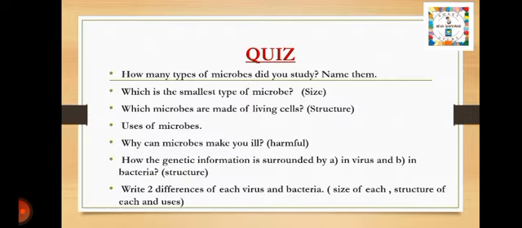Now the last question from this chart can be, write two differences of each, virus and bacteria. As discussed, one parameter can be the size. You can compare the size of both and write it down. Second can be the structure of each, that it is a genetic strand covered with a protein coat and another having living cells and covered with a cell wall. Third can be uses. One is used in the preparation of yogurt, second is used in the preparation of medicines, beer, wine and so on.